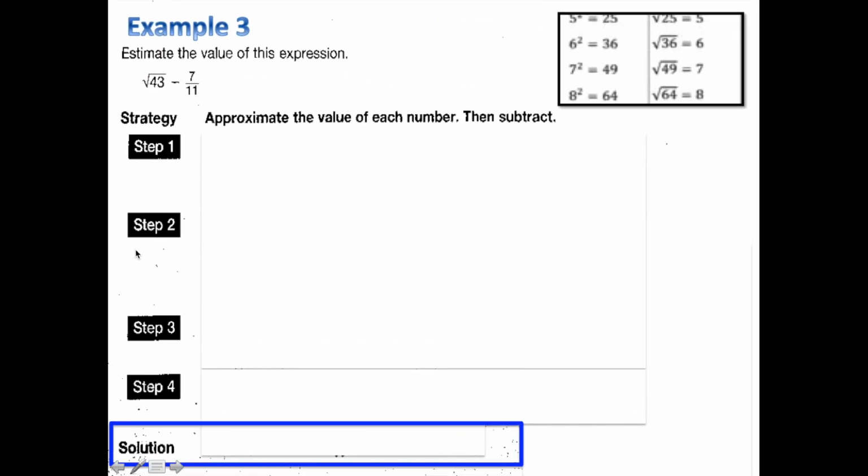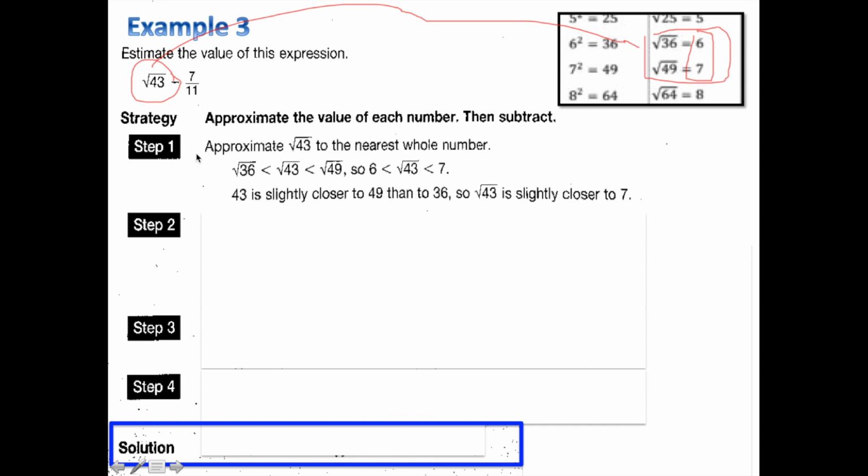Estimate the value of this expression, square root of 43 minus 7 over 11. Now, in this case, let's start with the first one, which is the approximation of the square root. Square root of 43 is between what two square numbers? It's between 49 and 36. Okay, so you know the resulting answer, the square root, should be between 6 and 7. 6 point something is the square root of this.